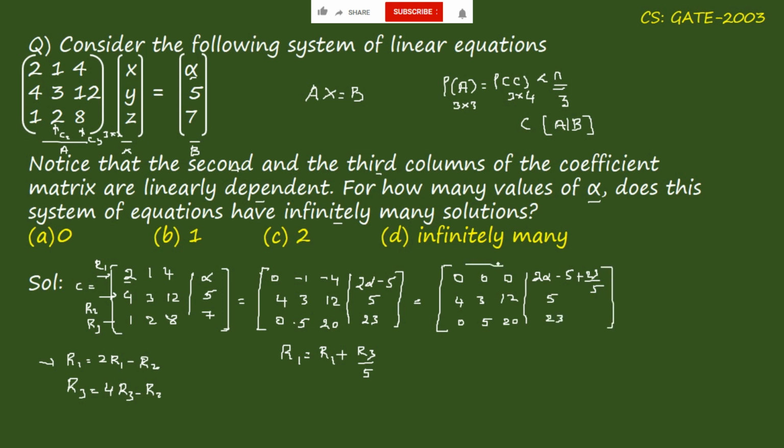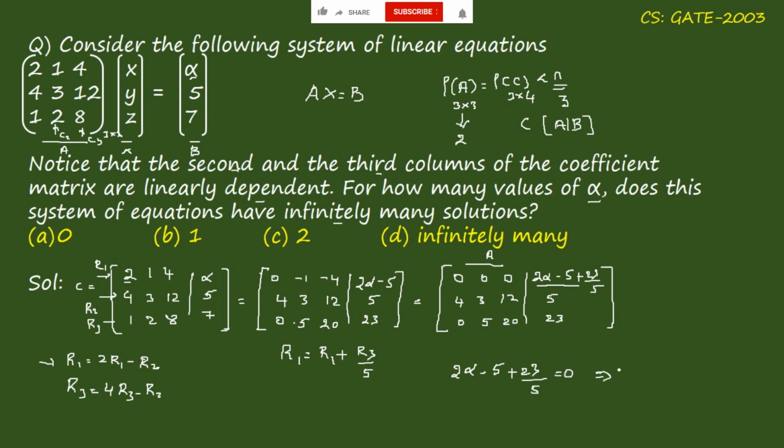Now this is the A matrix, right? And the whole thing is the C matrix, right? You have to see that rank of A is equal to rank of C. So rank of A, you can see, is 2. Now this should be equal to rank of C. It will be equal to rank of C when this particular term is 0. So 2 alpha minus 5 plus 23 by 5 should be equal to 0, right?